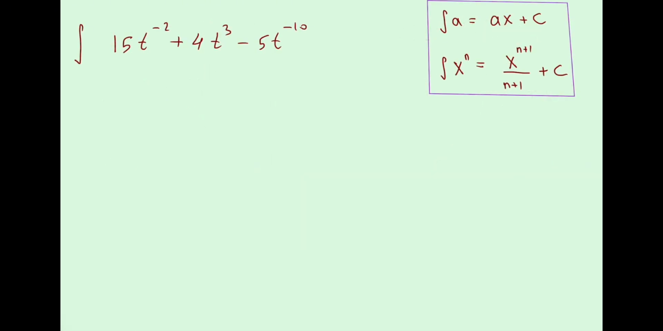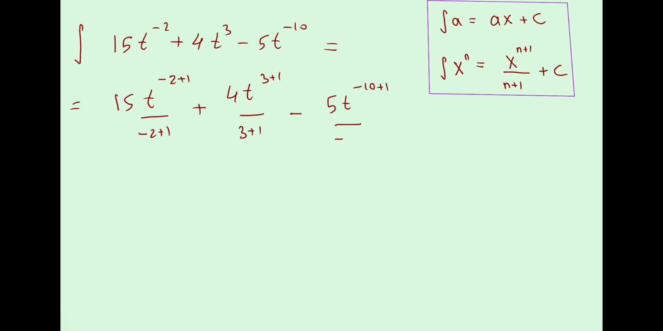Let's integrate the given example. 15t raised to the negative second power plus 4t cubed minus 5t raised to the negative 10th power. This would equal 15t raised to the negative 2 plus 1 power over negative 2 plus 1, plus 4t raised to the 3 plus 1 power over 3 plus 1, minus 5t raised to the negative 10 plus 1 power over negative 10 plus 1, plus c. The rest will have to be simplified.